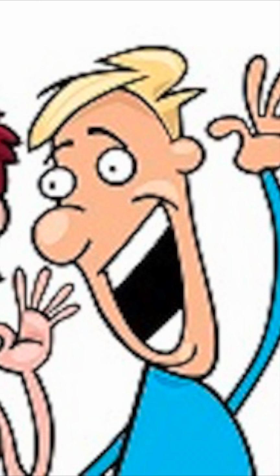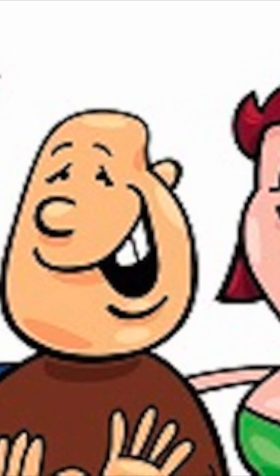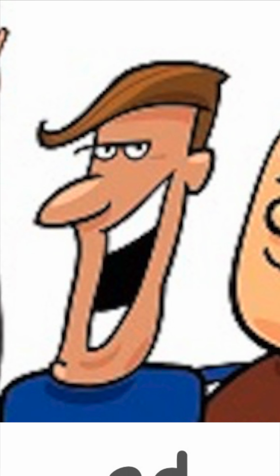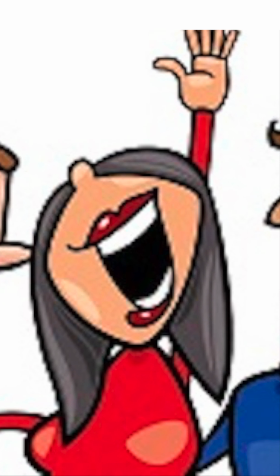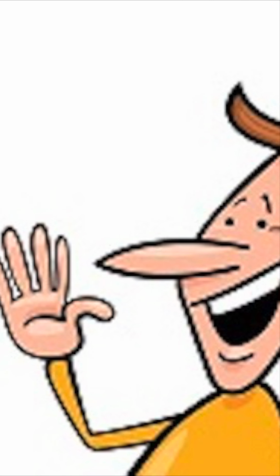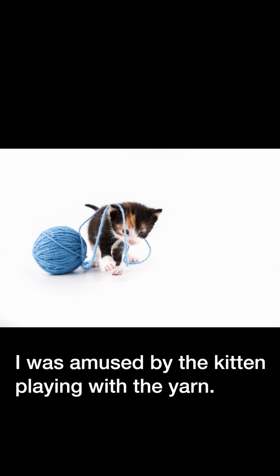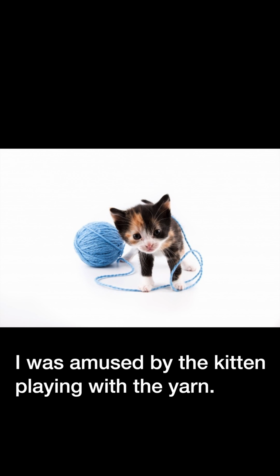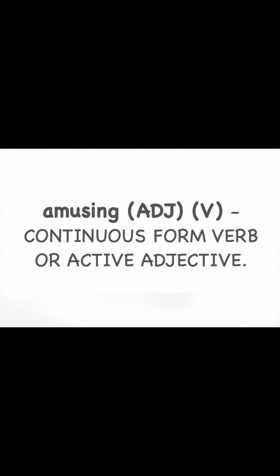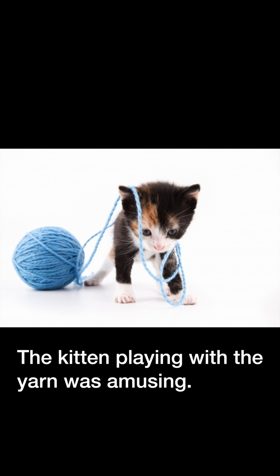The adjective forms of amuse take the same suffixes as the past tense of the verb, ed, and the continuous form, ing. The ed form is the passive adjective. I was amused by the kitten playing with the yarn. The ing form is the active adjective. The kitten playing with the yarn was amusing.